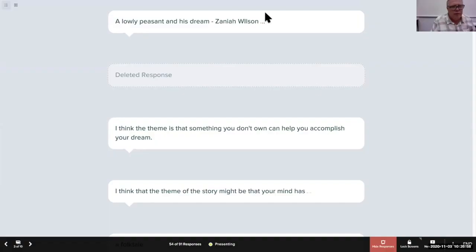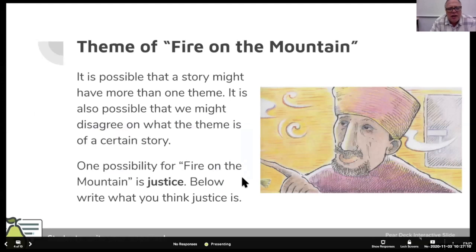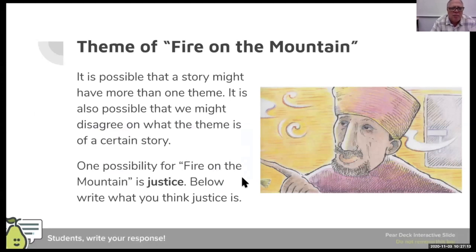If I was to give a theme, an answer for that question, I think it might come down to one word for me. But I think it's possible that a story can have more than one theme. And Mr. Hartman, you'd have to elaborate on that, I think. But I think it's possible for them to have more than one theme.